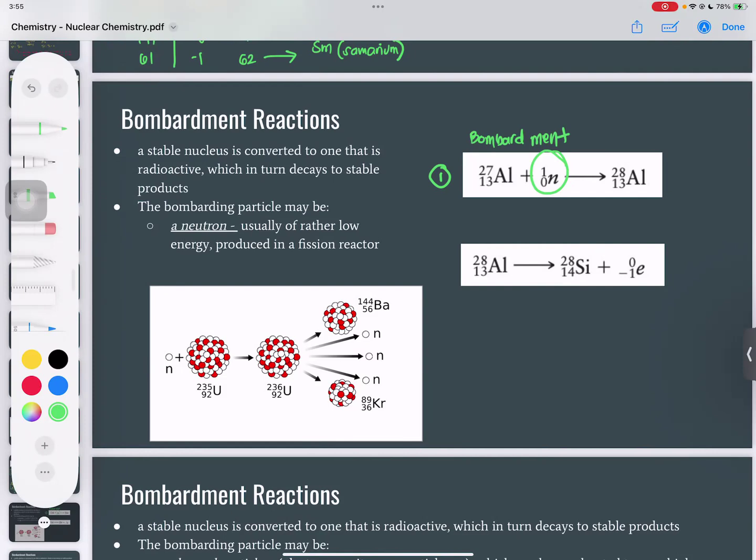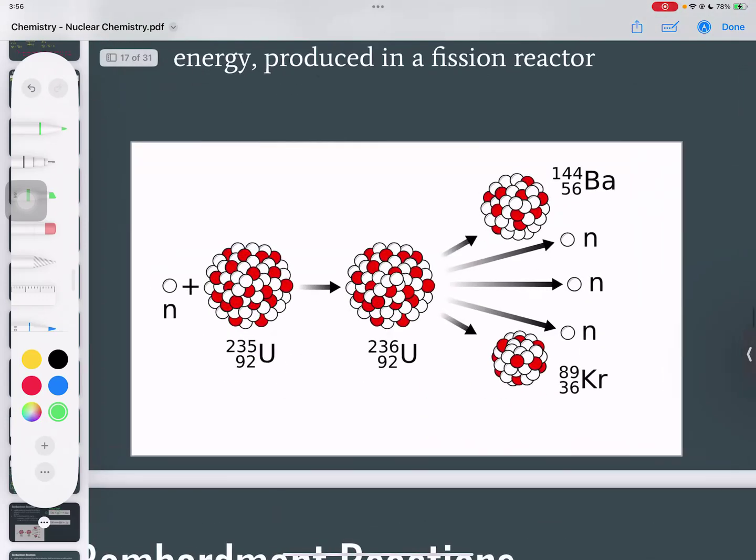Next, this is another example. In the illustration below, you have uranium-235, which is relatively stable. It's bombarded with a neutron. It becomes a radioactive isotope, which is uranium-236. And uranium-236 then decays into its daughter particles.